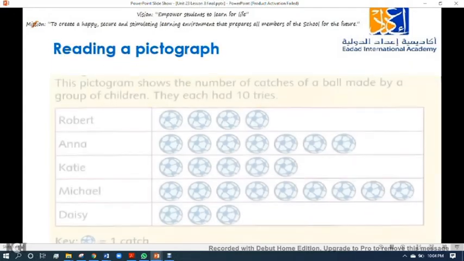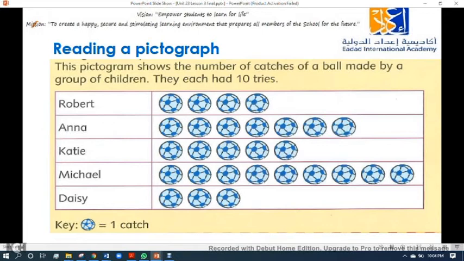Okay, how to read a pictograph. So, for example, this pictograph shows balls. Now, each of these balls represents the number of catches made by the children or the students. For each one ball, you look at the key, it means one catch. That means Robert made 4 catches, Anna made 7 catches, Katie made 5 catches, Michael made 9, Daisy made 3.